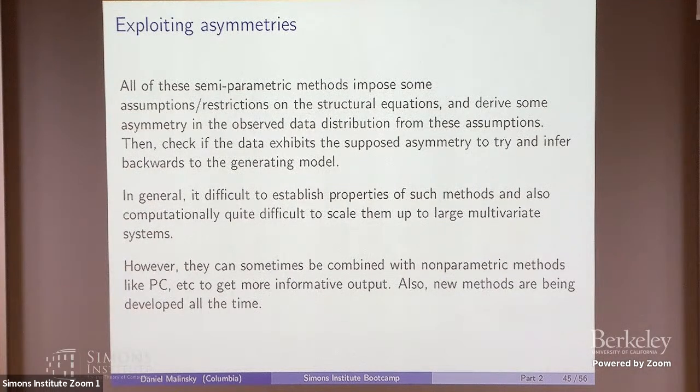I think there's a lot of open questions about the properties of such methods, and they can be computationally quite difficult. But one nice thing is combining them with the existing methods. There are times in which people have run, say, PC or GES or something similar, and then reduced the size of the equivalence class by additionally imposing one of these additive noise model type things or LiNGAM model type things to get more informative output, so long as those additional structural conditions are met. And there are also new methods in this space that are being developed all the time.